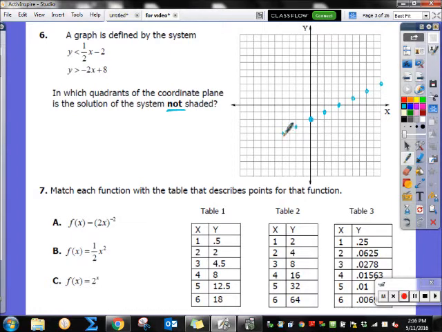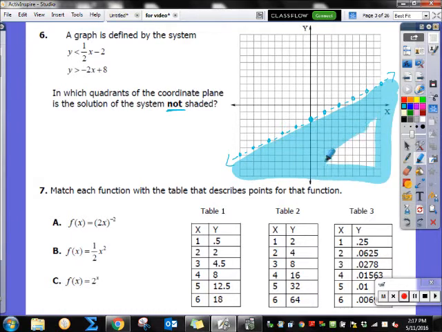Then you have to decide, is it a dashed or a solid line? You can tell that by looking at the inequality. So if it doesn't have the or equal to part, it's going to be a dashed line. And then lastly, you have to shade. Since it is less than, you have to shade below the line. So that's going to be down here. Now keep in mind that if you have a dashed boundary line like we have right here, that is not included in your solution.